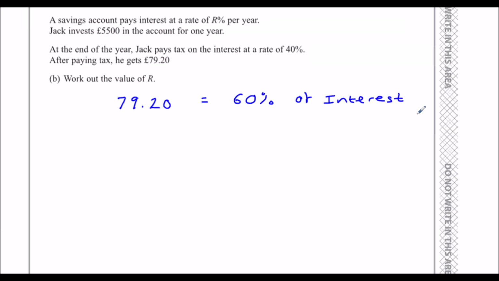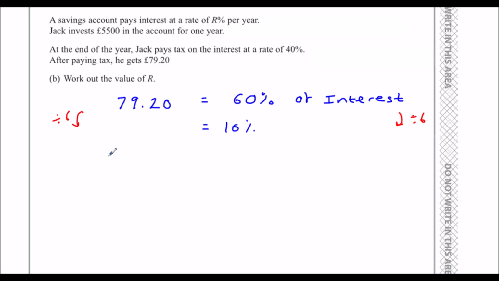He's only got 60% of the interest left. So 60% of the interest is £79.20. So I want to work out what all the interest was. So I'm going to change this into 100%. What I'll do is divide it by 6, so I'll get 10%.